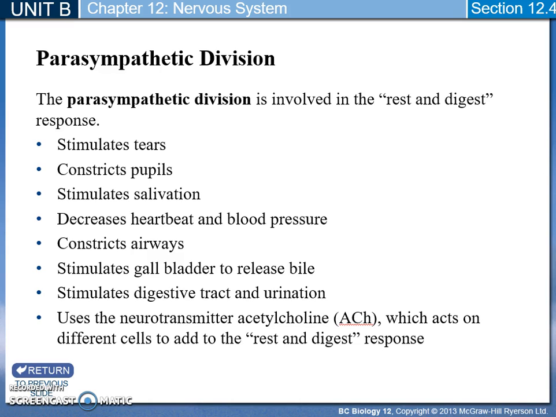With the parasympathetic, it pretty much works opposite the sympathetic, and this is involved in the rest and digest response. So it stimulates tears, constricts pupils, stimulates salivation, decreases your heart rate and blood pressure, constricts airways, stimulates the gallbladder to release bile, to digest that chipotle wrap that you had for lunch, let's say, and stimulates the digestive tract and urination. It also uses the neurotransmitter acetylcholine, which acts on different cells to add to the rest and digest response.